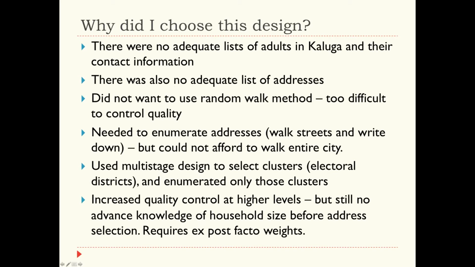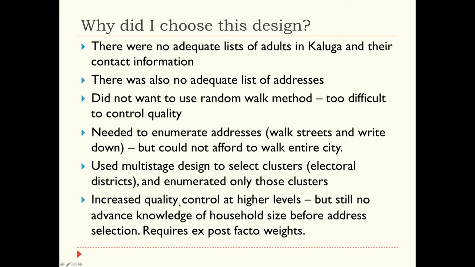Where I learned about the alternative was actually through the RLMS. Instead, what they do, and what I did, is to enumerate addresses. You actually have to pay somebody to walk up and down the streets and go to the apartment buildings, count the number of apartments, and write down all the addresses to get a list of addresses that you can sample from. But it's not practical to do that for the entire city, so we used a multi-stage design, first selecting basically neighborhoods. So this is getting into our clustering.